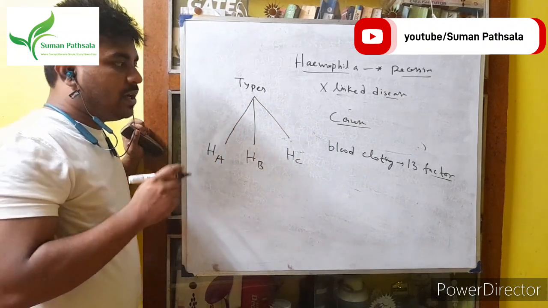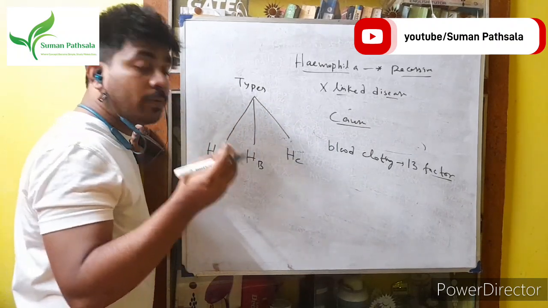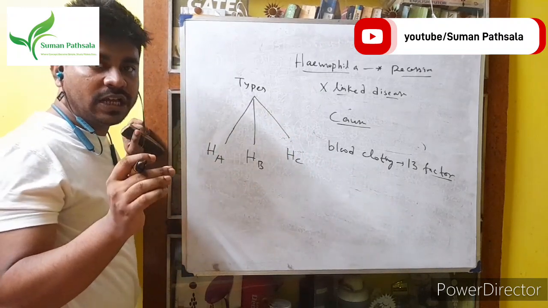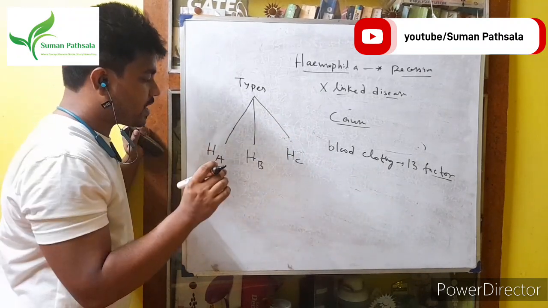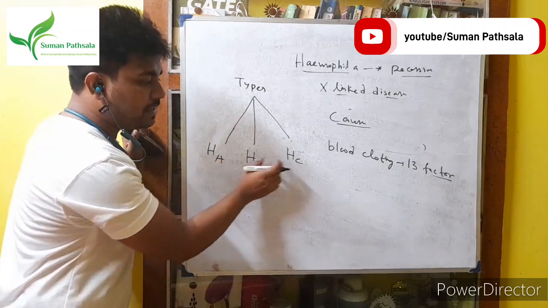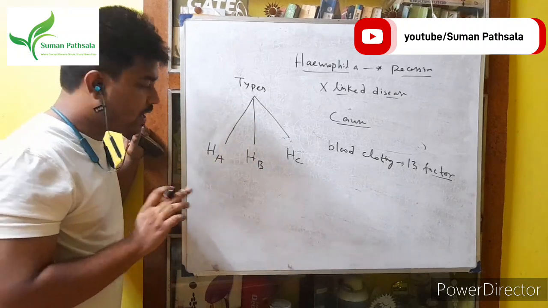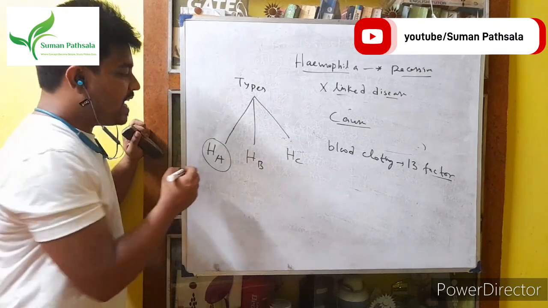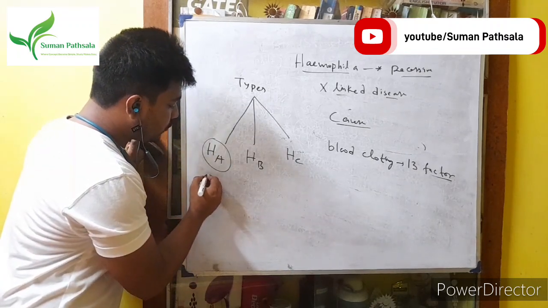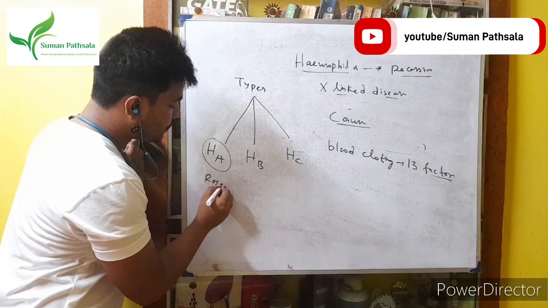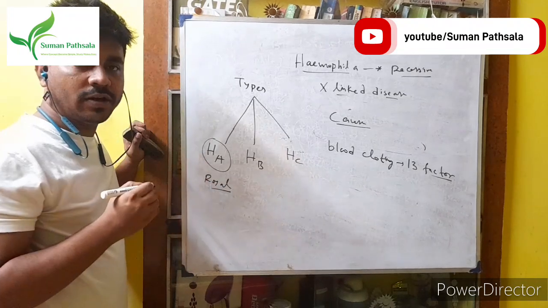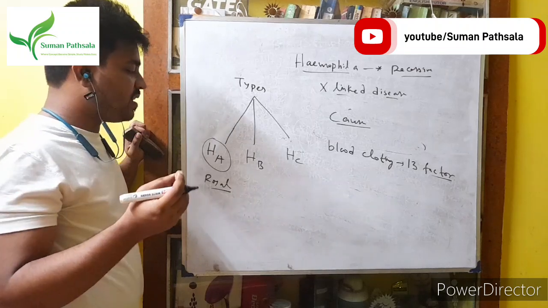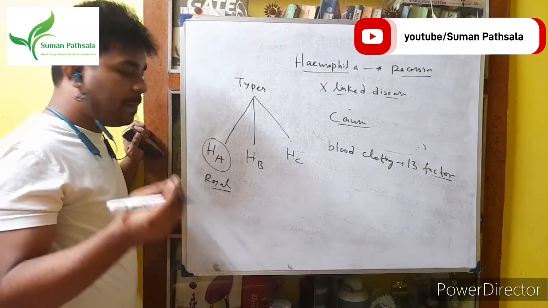Okay, due to the absence or presence of the 13 factors, we divide haemophilia patients into 3 categories: haemophilia A, haemophilia B, and haemophilia C. Now we have to understand what haemophilia A is. Haemophilia A is also called the royal haemophilia. Actually, haemophilia A is generally present in the maximum number of patients.